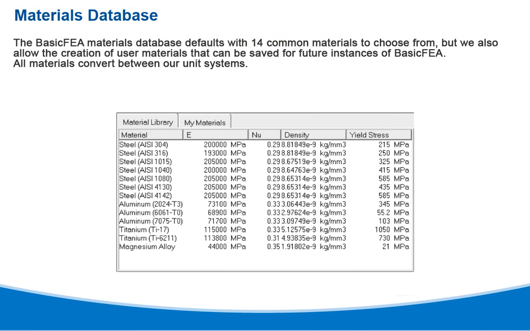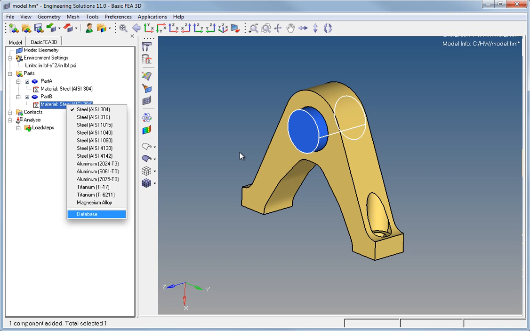BasicFEA also contains a material database with 14 common materials to choose from. It also allows the user to create their own user-defined materials to be saved for future instances. All materials will convert between our unit systems. The list of included materials is available in the right-click menu. The database is also opened from this menu.